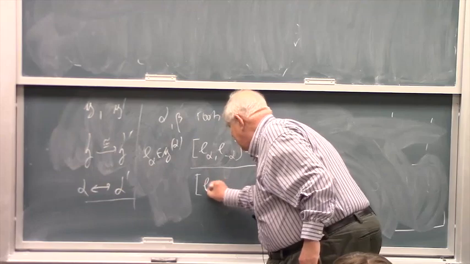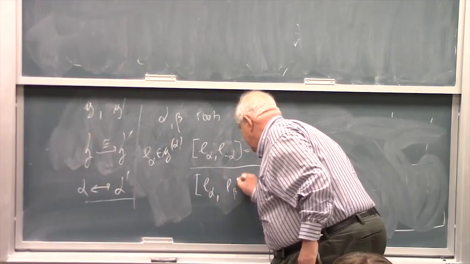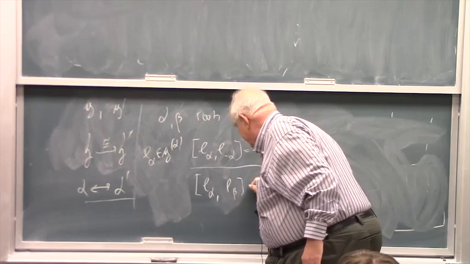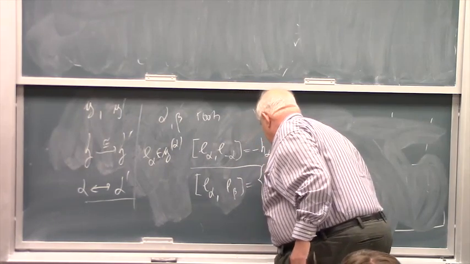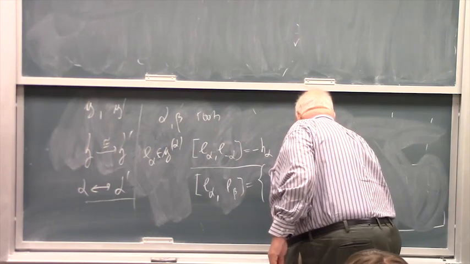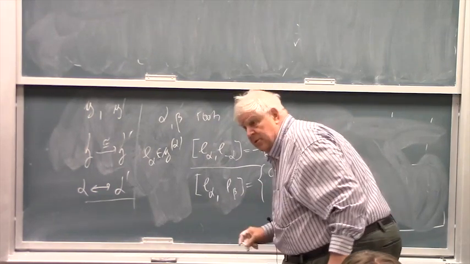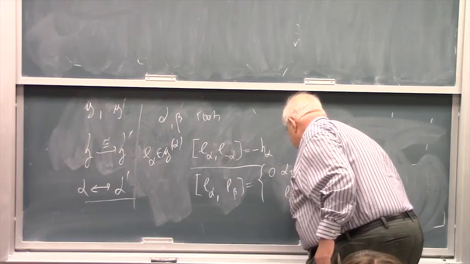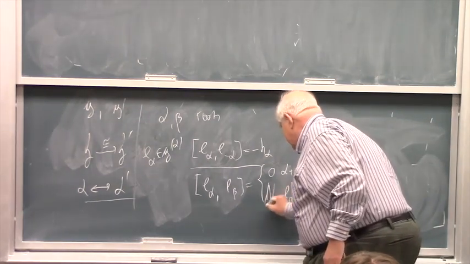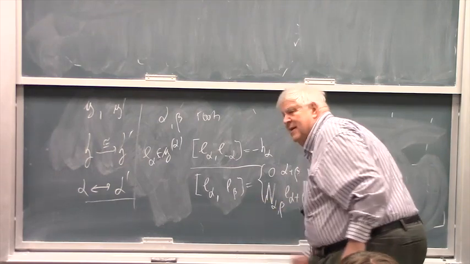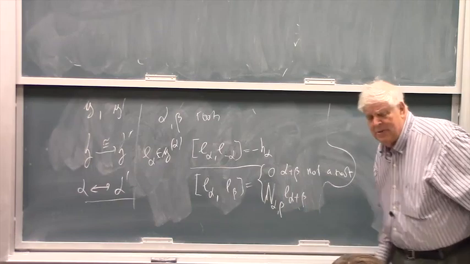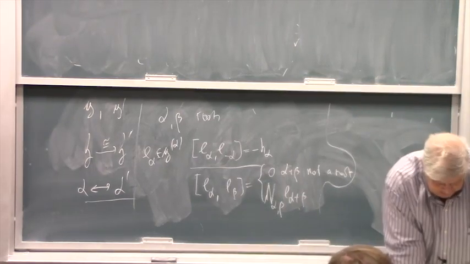Then what is the commutator of E alpha and E beta? It is 0 if alpha plus beta is not a root. But if alpha plus beta is a root, then it is E alpha plus beta times some number. And this number is very much traditional. It's denoted as capital N alpha beta. I did not choose this notation, it's traditional.